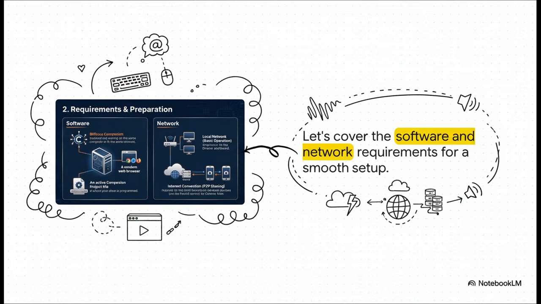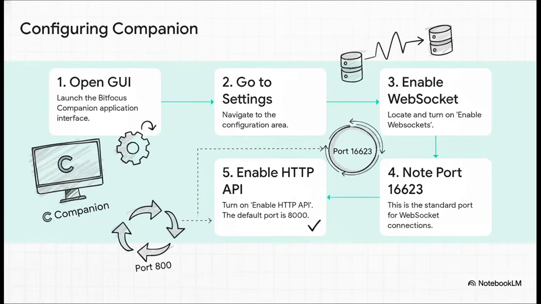But if you want to use that amazing camera view feature, you will need an internet connection for that initial peer-to-peer handshake. Now there's a quick, one-time setup you have to do inside Companion to make sure it can talk to the Live View tool. It's easy. Just open the Companion interface, head over to Settings, and make sure two things are turned on: WebSocket, which usually runs on port 16623, and the HTTP API, which defaults to port 8000. And that's it. You're ready to go.